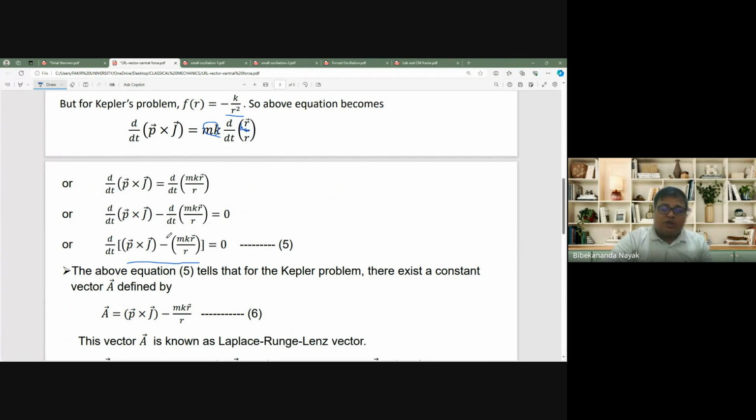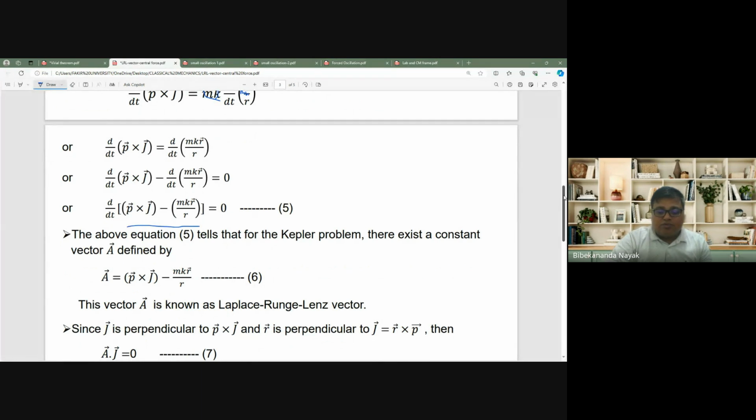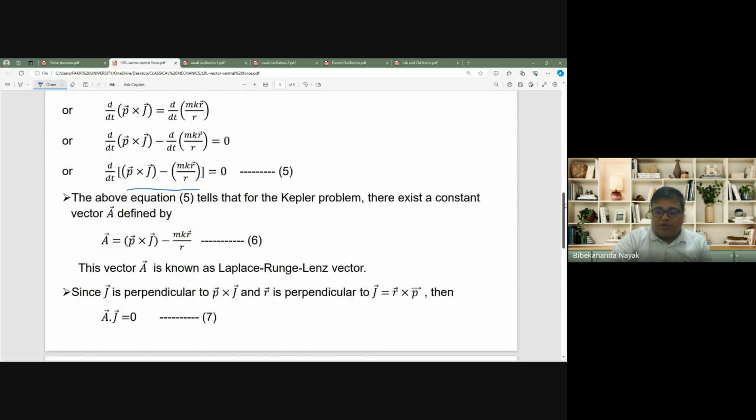P cross J minus mk r by r is a conserved quantity, and that is known as the Laplace-Runge-Lenz vector A. Since J is perpendicular to P cross J and r is perpendicular to J, A dot J is 0. Here A is perpendicular to J, and J is perpendicular to P cross J, so A is along the direction of P cross J. P cross J is perpendicular to both P and J.